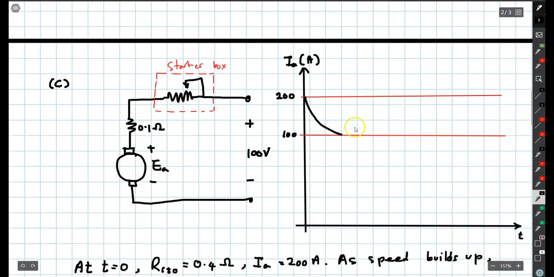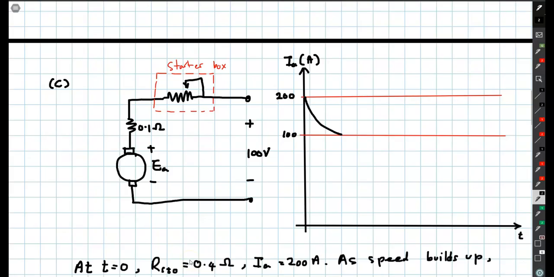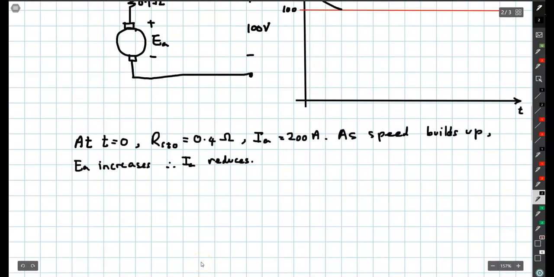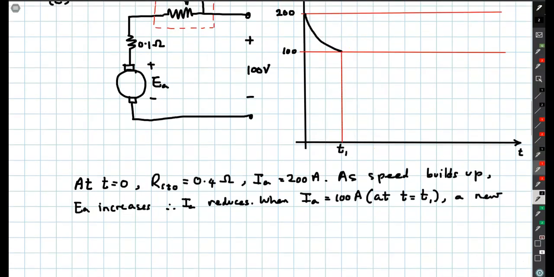As speed builds up, EA will also increase, which will cause the armature current to reduce, which we have seen before in the previous slide, which is governed by this equation here. When IA equals 100 ampere, let's call that t1, and let's call that RST1.